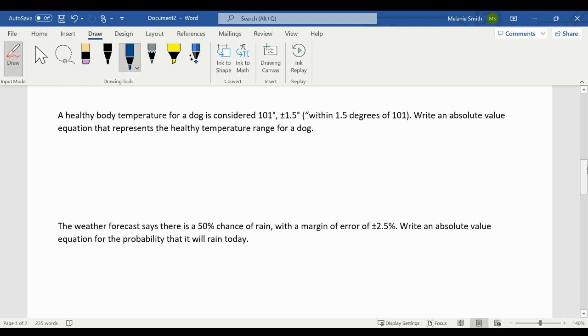Now, you or I could look at this problem and say, oh, hey, if it went up as far as 102.5 or down as far as 99.5, that would be fine. But let's say we wanted to program an app or something to do this math for us. And we just wanted to punch in the temperature. And if it were outside of a normal range, it would give us some sort of little warning signal or something.